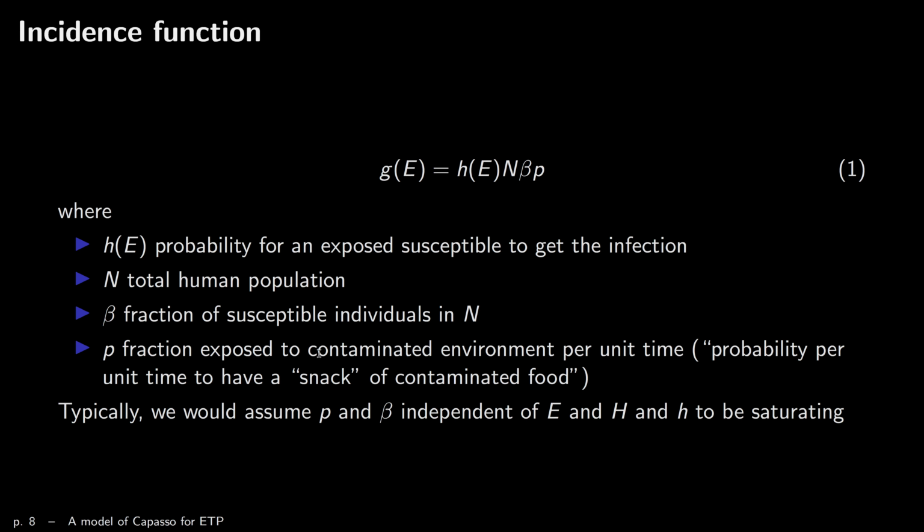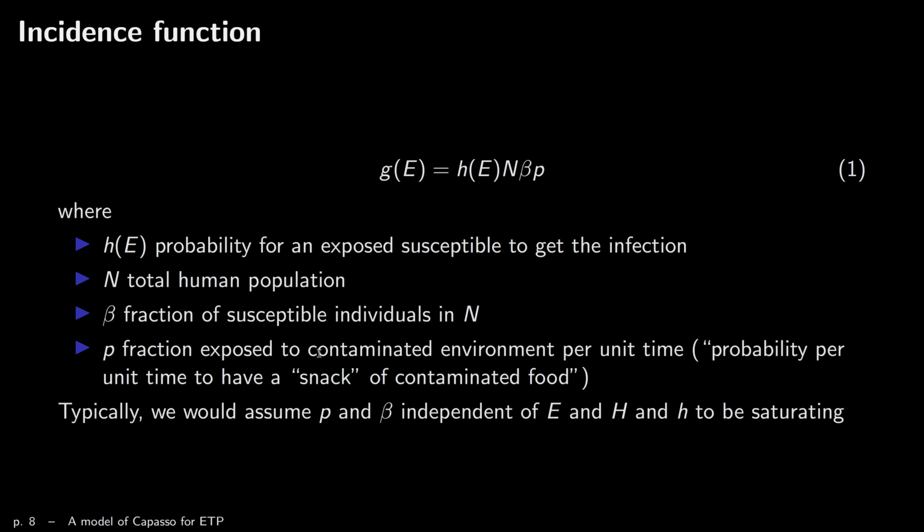And I quite like the way Capasso writes it. He says it's the probability per unit time to have a snack of contaminated food. Okay, so essentially you are drinking the water or you are consuming food that is infected by the bacterium or a parasite. So p is the fraction of those exposed that are actually doing this.